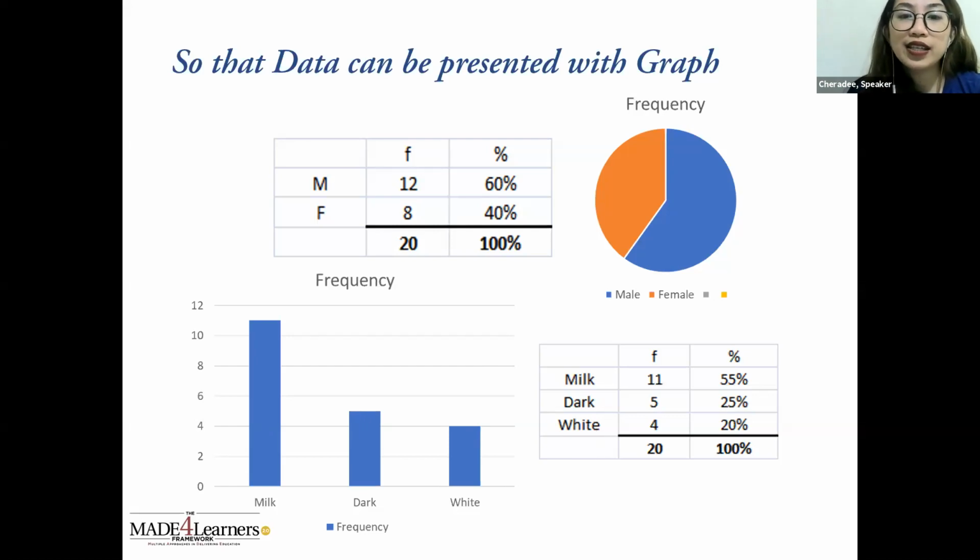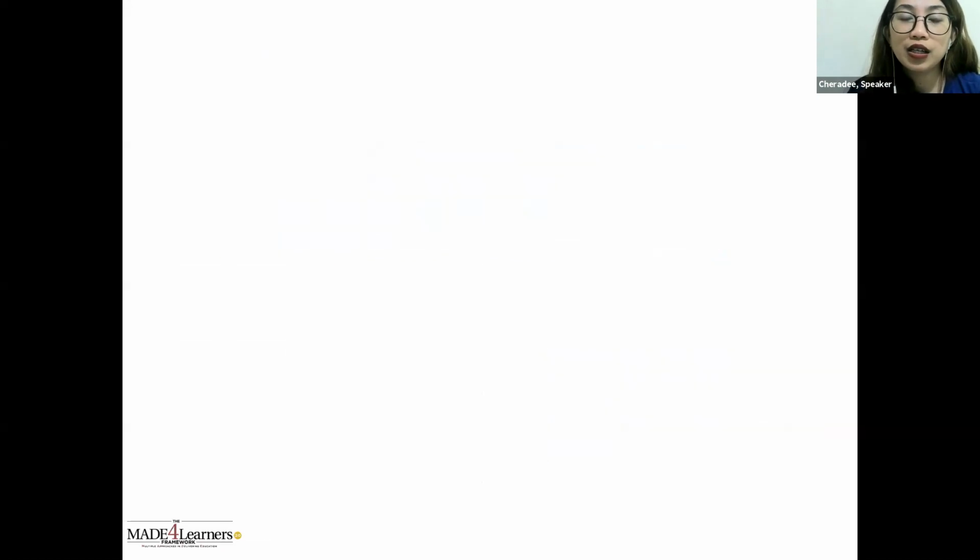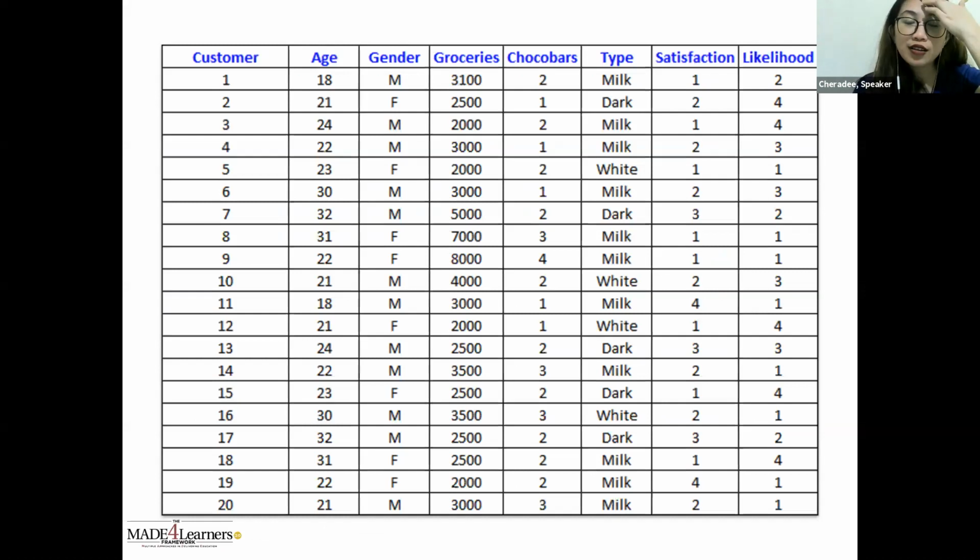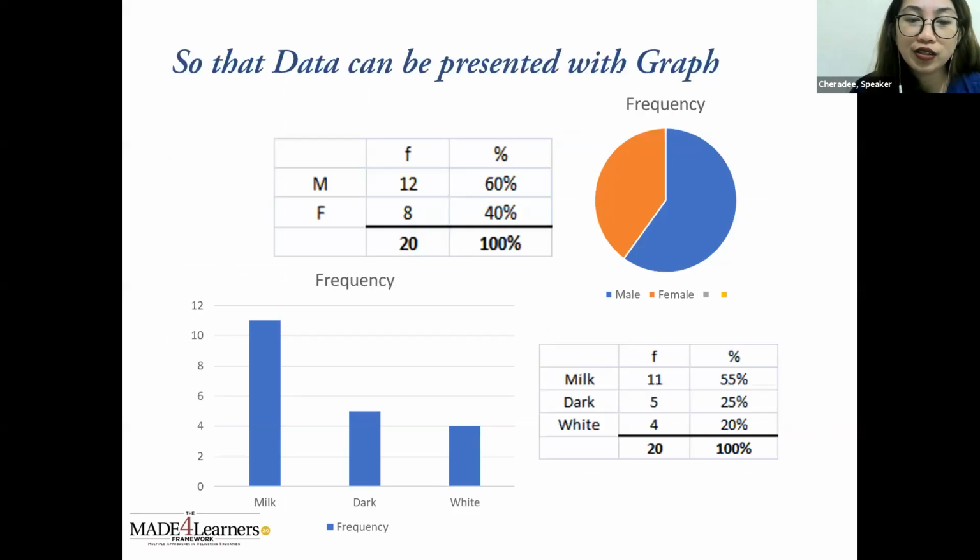So that is the purpose of doing questionnaires and then presenting it: collecting it, organizing it into a table, and then presenting it as data. Now, the purpose of getting this, as you notice already, is that more people actually like milk. Therefore, we produce more milk in our production. So we might have to improve our production rate in terms of milk bars rather than dark and white.